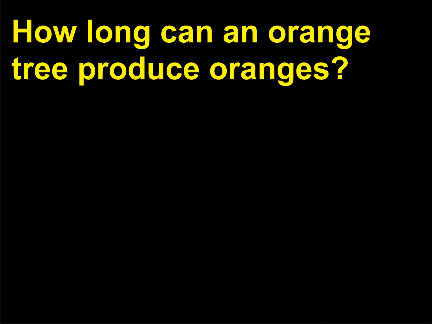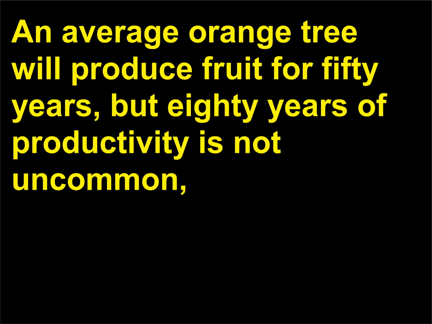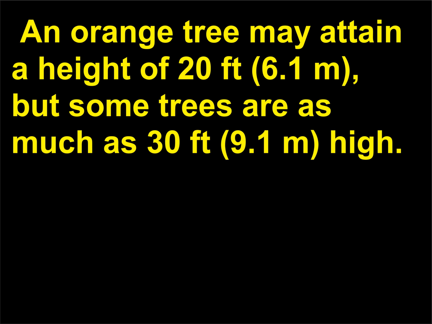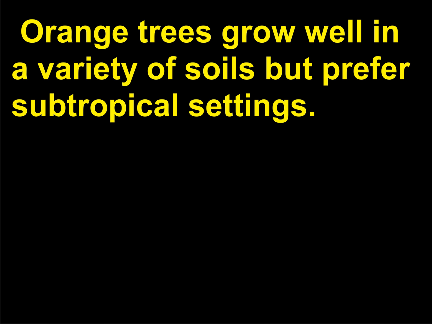How long can an orange tree produce oranges? An average orange tree will produce fruit for 50 years, but 80 years of productivity is not uncommon. And a few trees are known to be still producing fruit after more than a century. An orange tree may attain a height of 20 feet (6.1 meters), but some trees are as much as 30 feet (9.1 meters) high. Orange trees grow well in a variety of soils but prefer subtropical settings.